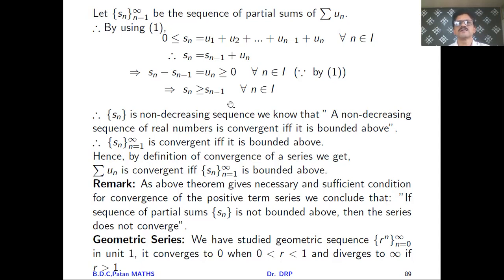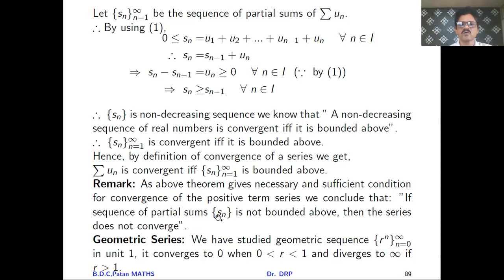So friends, in my sense, we have easily proved that theorem, and you have also understood the proof of it. Now I will proceed towards the next topic, that is the geometric series, and afterwards the P series. As the above theorem gives a necessary and sufficient condition for the convergence of a positive term series, we conclude that if the sequence of partial sums Sn is not bounded above, then in that case the series does not converge.